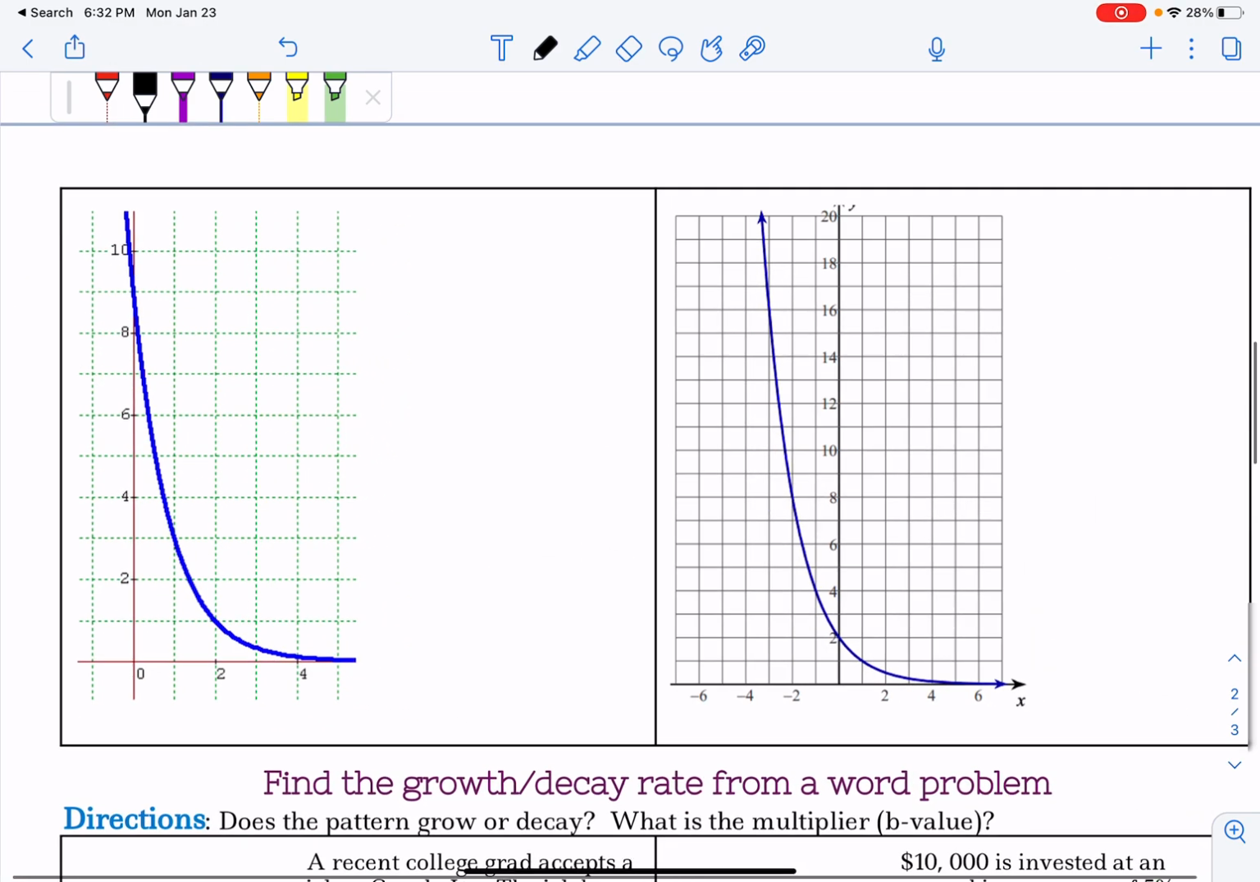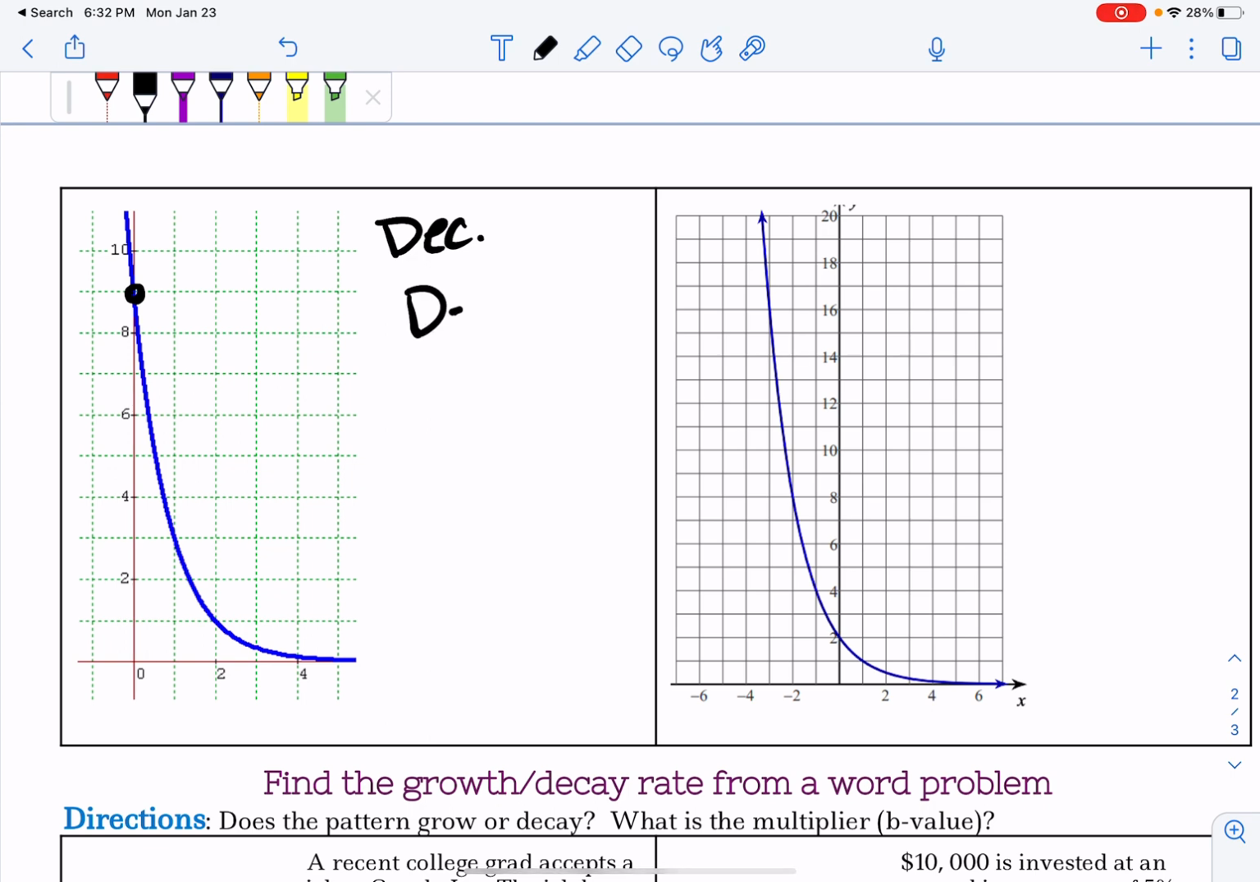Down here, as we read from left to right, our y values are decreasing over time. As we read from left to right, the y values are going down. That means decay, right? So decreasing is going to be paired with the word decay. We start at (0, 9), and the next clear point I can see is (1, 3).